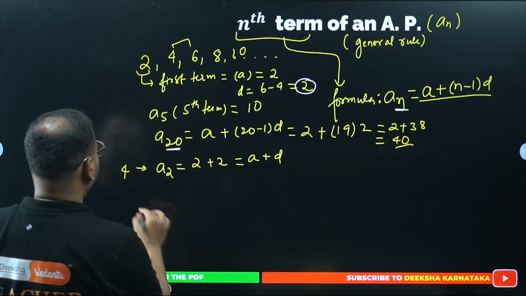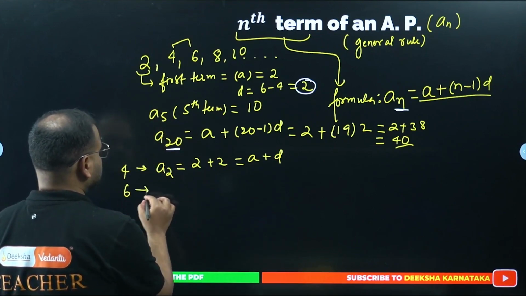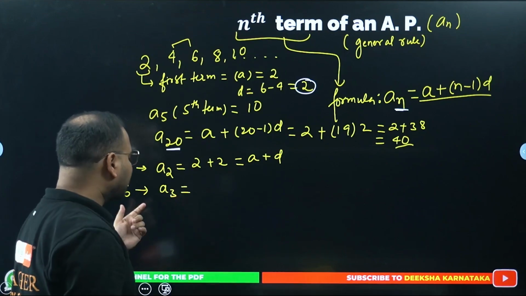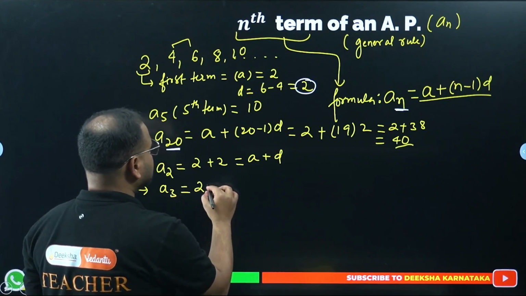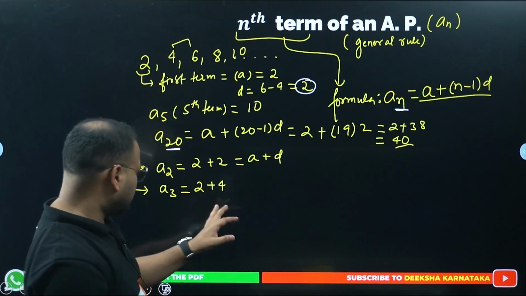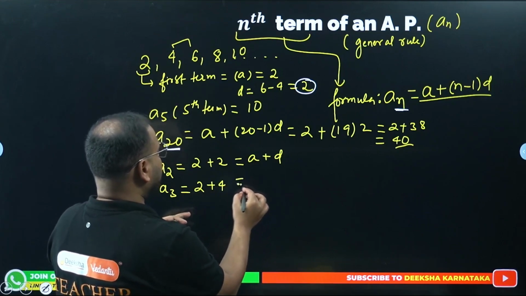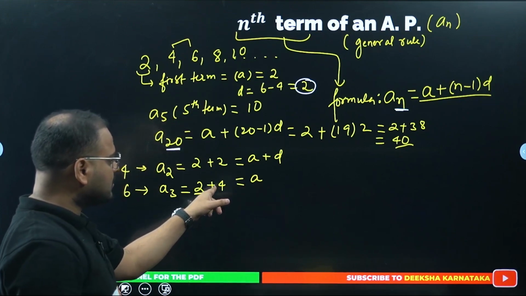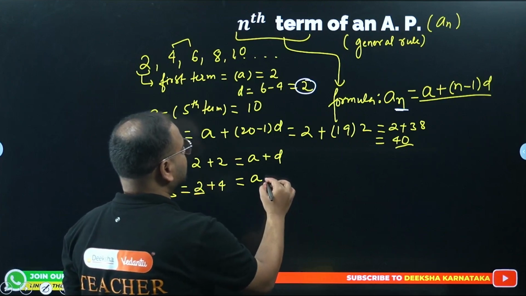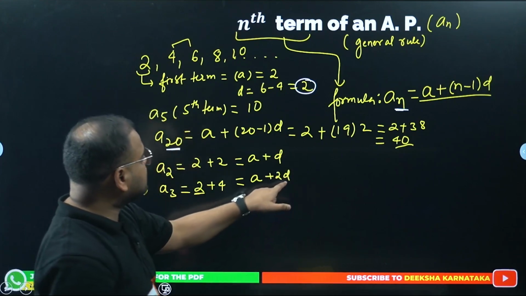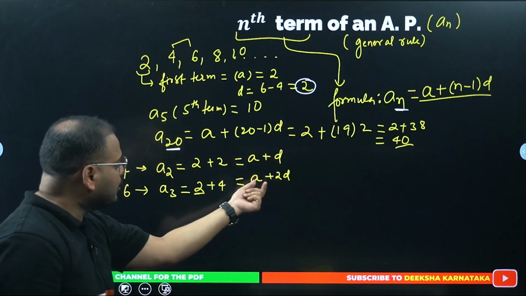Write the third term. What is the third term? 6. So I'll write it as A3. Can I write this as 2 plus 4? Why 2 plus 4, sir? Why not 4 plus 2? Because my 2 can be written as just A. And what about this 4? I can write this as 2d. Why 2d, sir? Because d is 2, so 2 times 2 will be 4. That's 2d.